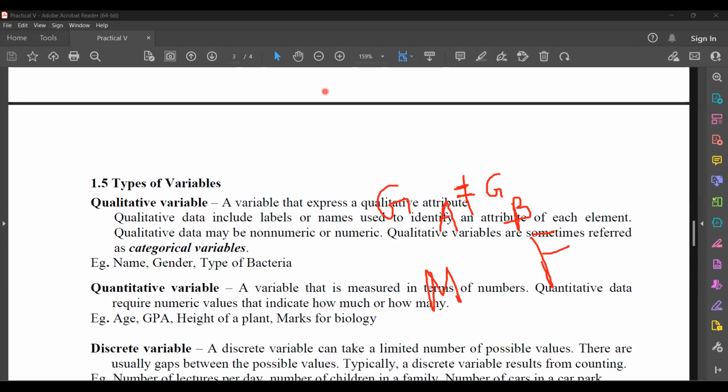Can you say the gender of A is greater than the gender of B? Can you say that? Male is greater than female.